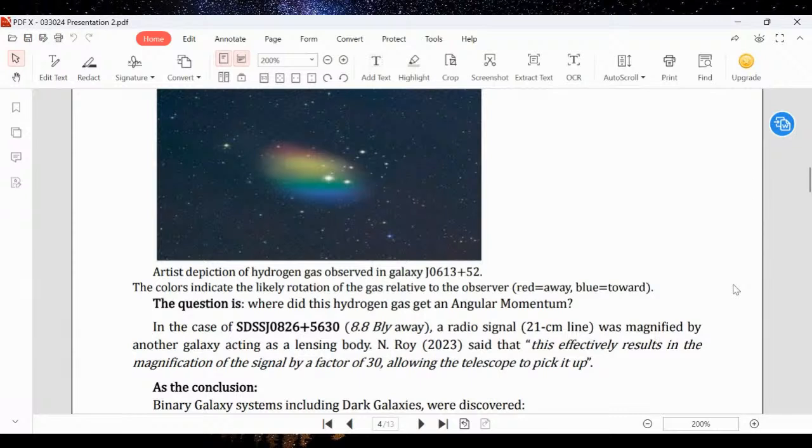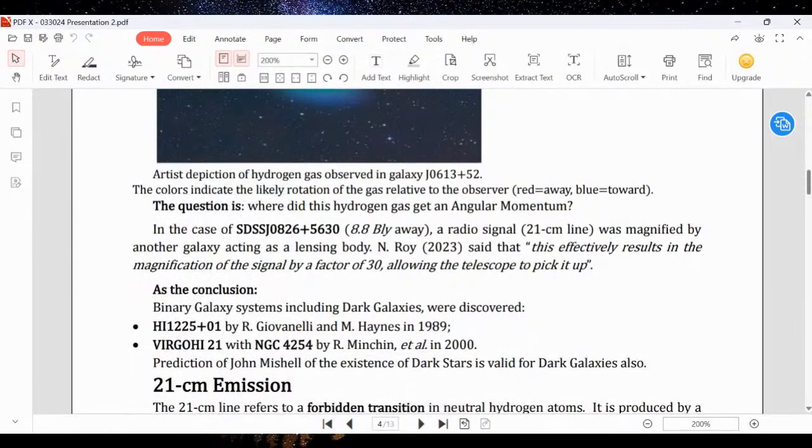In the case of this galaxy, 8.8 billion light years away, a radio signal, the 21 centimeter line, was magnified by another galaxy acting as a lensing body. Roy said that this effectively results in the magnification of the signal by a factor of 30, allowing the telescope to pick it up. At the conclusion, binary galaxy systems, including dark galaxies, were discovered.